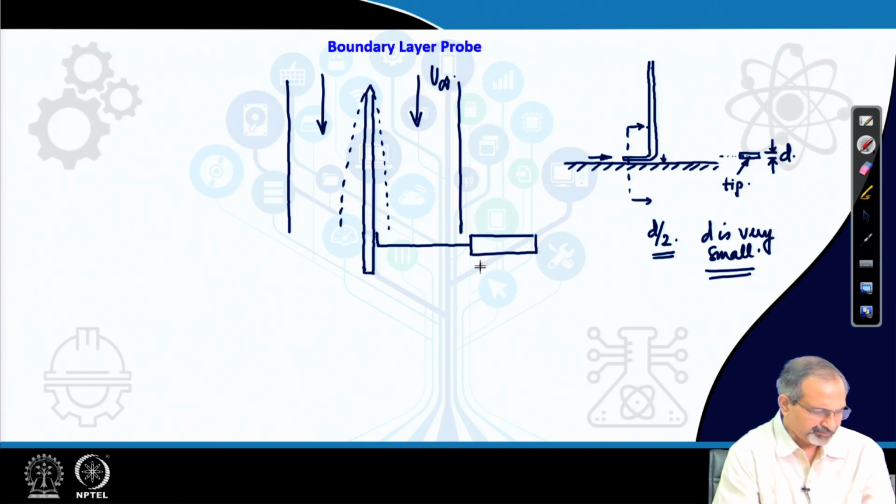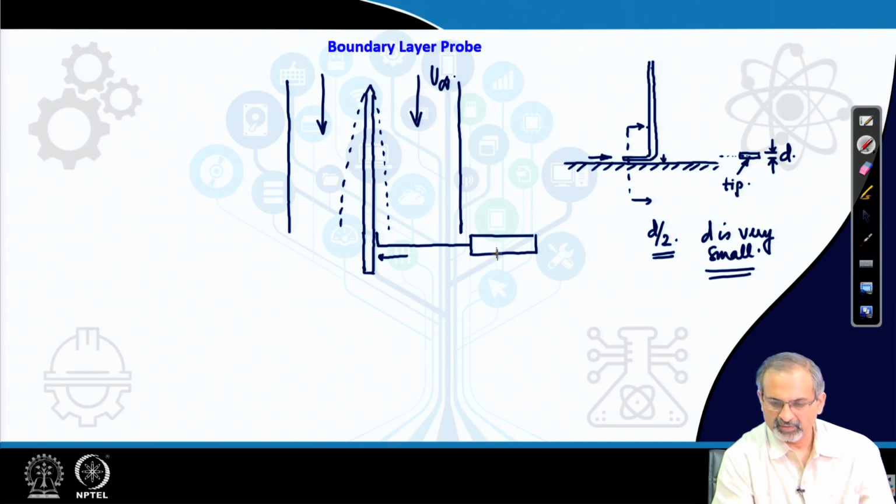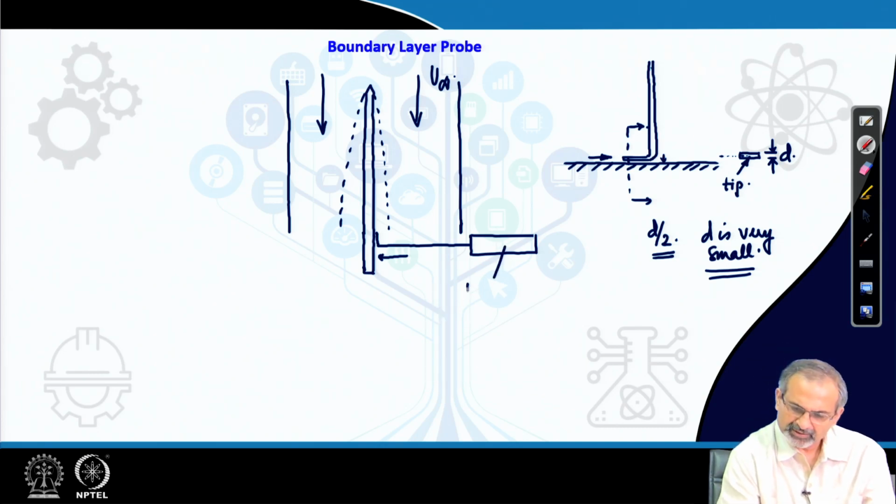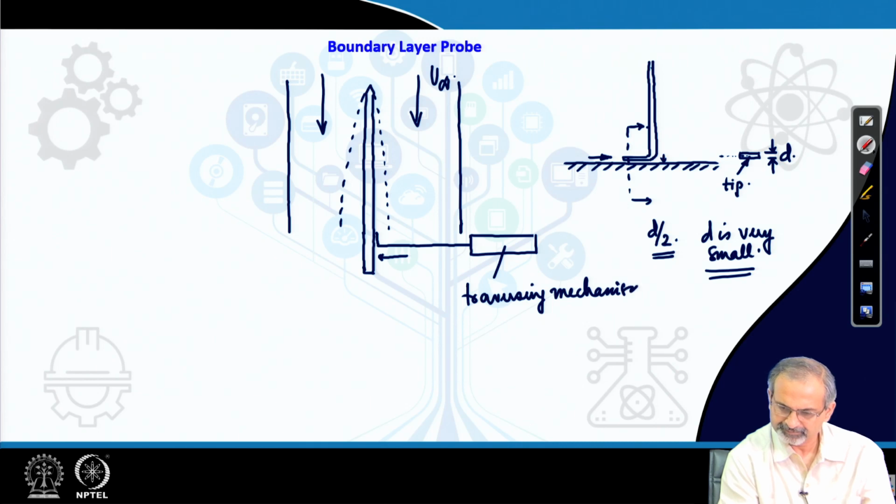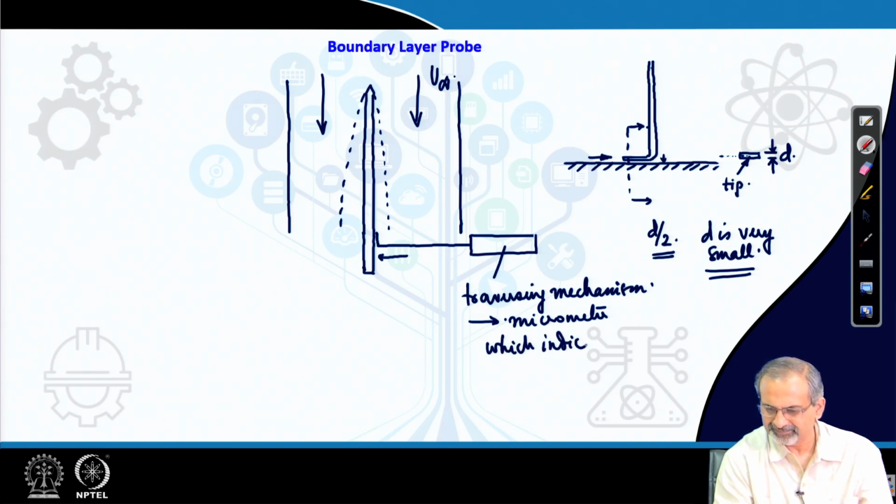So, initially you traverse the probe and make it just touch the surface of the plate. How do you do it very accurately? You have a traversing mechanism here, and you have a micrometer which indicates the location of the probe very precisely.